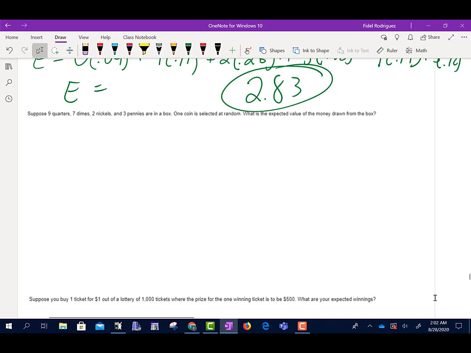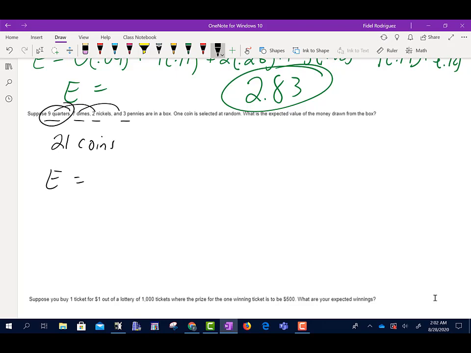Okay, so the problem says suppose 9 quarters, 7 dimes, 2 nickels, and 3 pennies are in a box. One coin is selected at random. What is the expected value of the money drawn from the box? Okay, so 9 quarters, 7 dimes, 2 nickels, 3 pennies. That gives me, let me see, 7 and 3 is 10, 9 and 2 is 11. There's a total of 21 coins. Okay, so let's find the expected value.